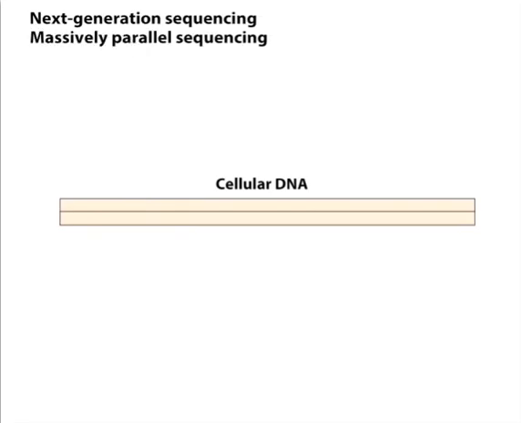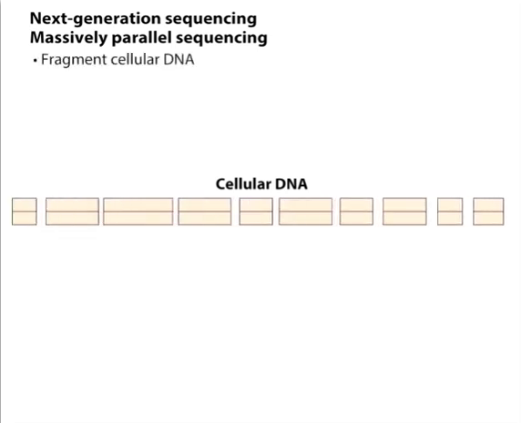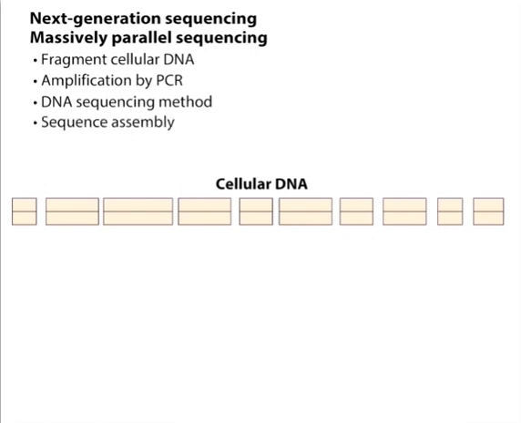Next-generation sequencing, also called massively parallel sequencing, refers to methods in which millions of DNA templates are sequenced simultaneously in a single reaction. The general strategy begins with the fragmentation of cellular DNA into small pieces. In most techniques, the cellular DNA is then amplified by the polymerase chain reaction, or PCR, and sequenced by a method that usually involves DNA polymerase. The nucleotide sequence data is then assembled, using computer algorithms, into a continuous genome sequence.